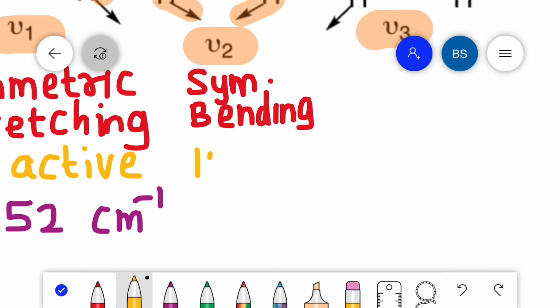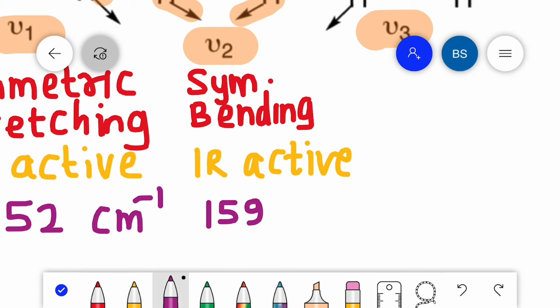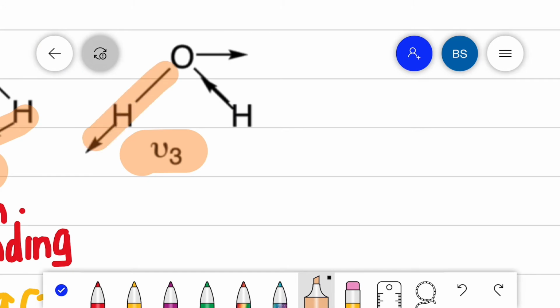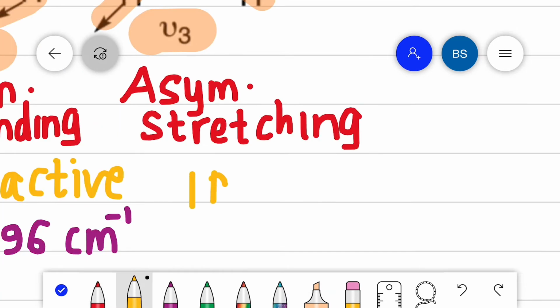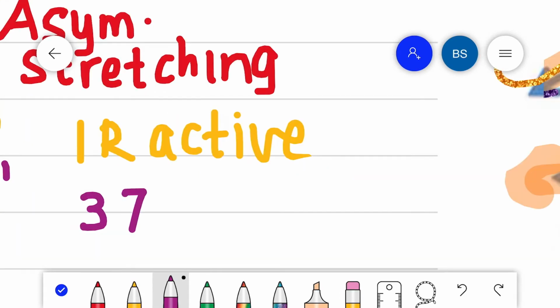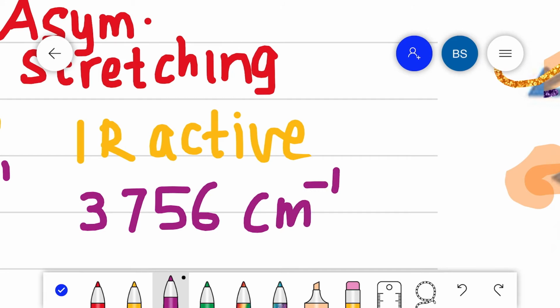Another normal mode of vibration of H2O is symmetric bending or scissoring. It also causes a change in dipole moment, hence it is IR active, and shows an absorption peak at 1596 cm inverse. Here we can see the asymmetric stretching vibration, and it is also IR active, and it shows an absorption peak at 3756 cm inverse.